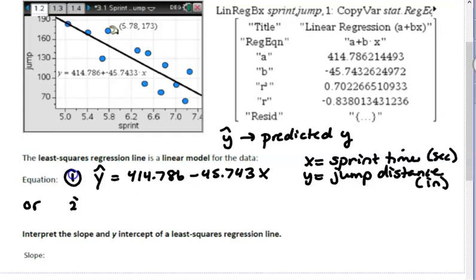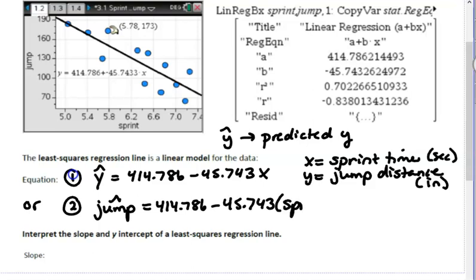The other thing I could do, which is actually my preferred way because it takes less writing, is to write it like this. Jump hat equals 414.786 minus 45.743 sprint. And you just insert the name of the variable into the equation. And this is actually what you're going to see most often in statistical applications. It's up to you. You can write it either way, but this one is more concise and takes less time.